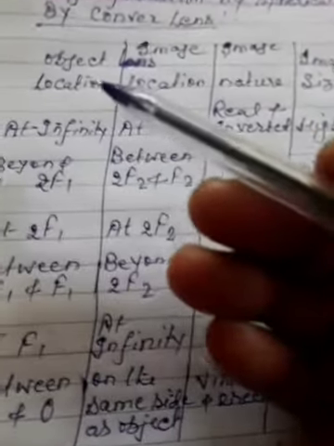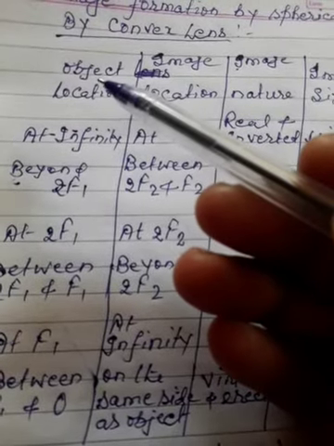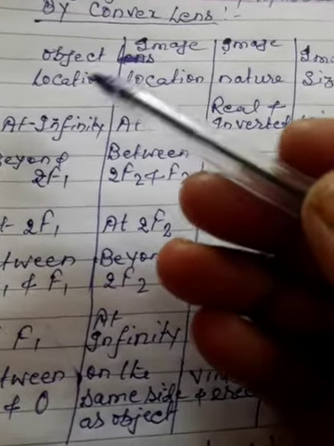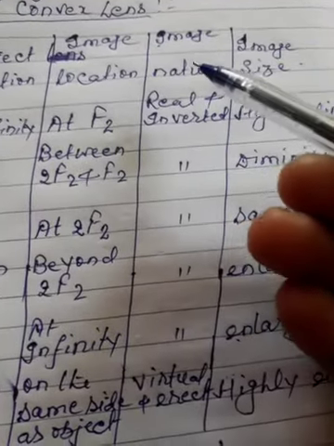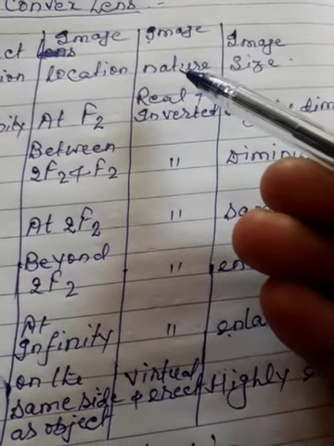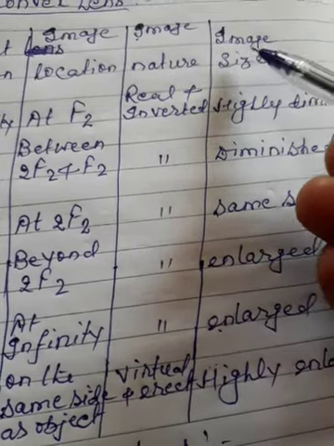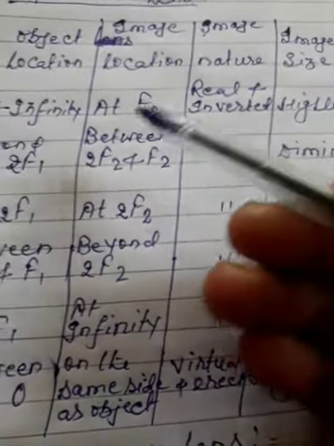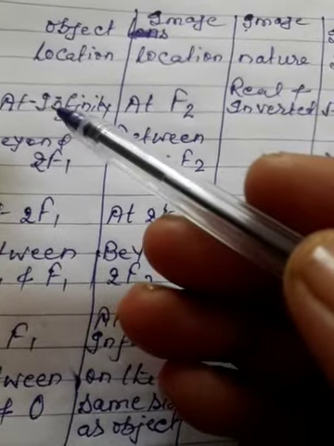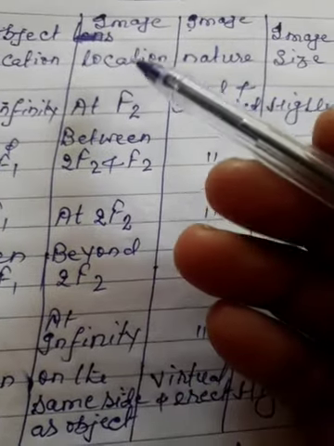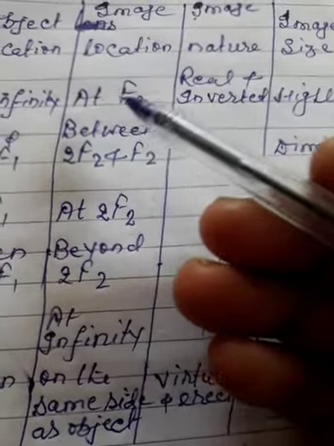You have made the box here. First we have to write the object location. Second, the image location, and then the image nature, and then the last one, the image size. The first one, where the location of the object is at infinity, the image is formed at f2.